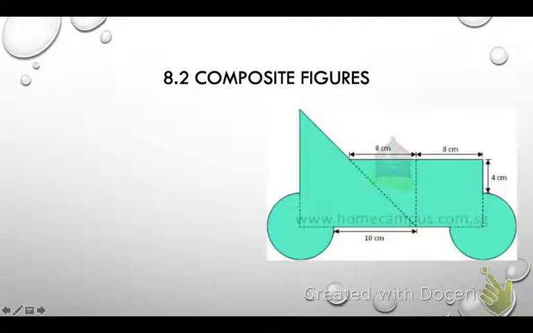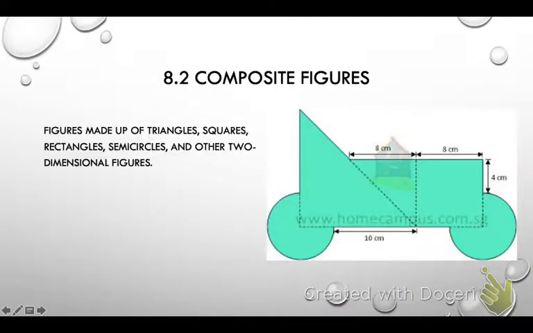Okay, so what are composite figures? You're writing this down in your notebook. Composite figures are figures made up of triangles, squares, rectangles, semicircles, and other two-dimensional figures. And the perimeter is the distance around that figure. So again, you don't need to draw the picture, but write down the words. If you need to pause the video, pause the video.